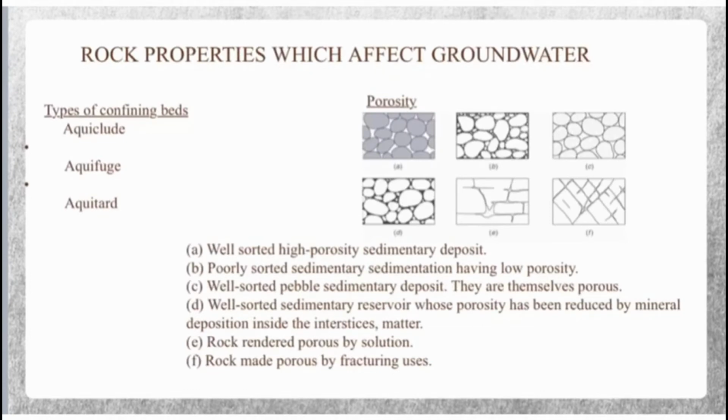There are three types of confining bed, which are aquiclude, aquifuge, and aquitard. This picture shows different types of porosity.